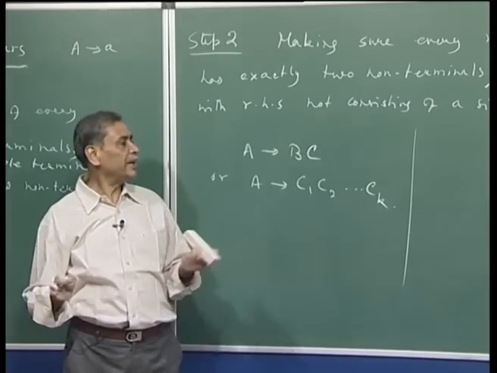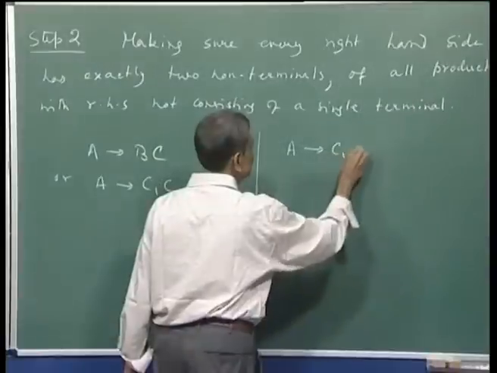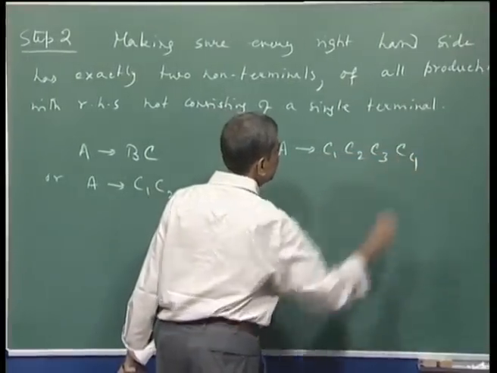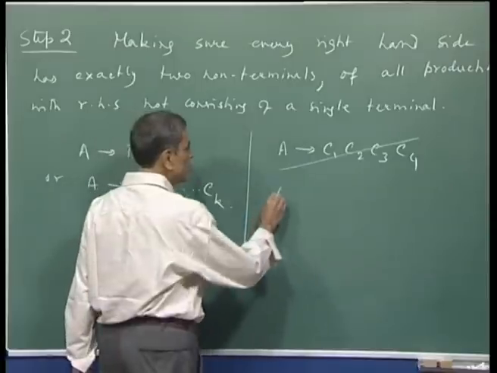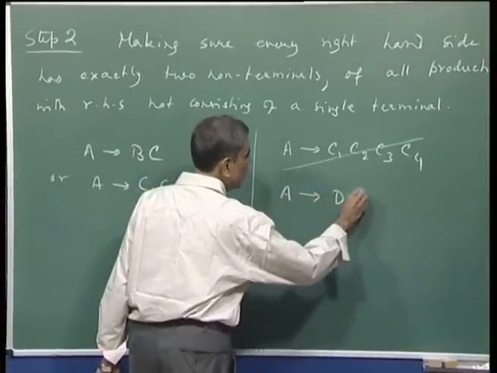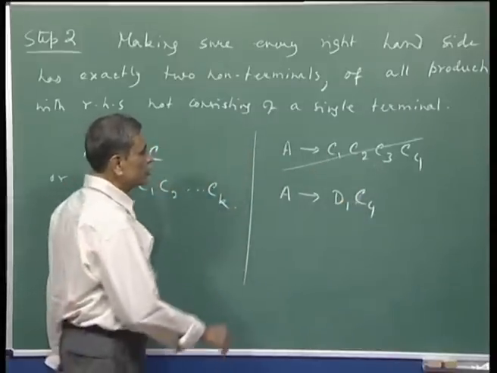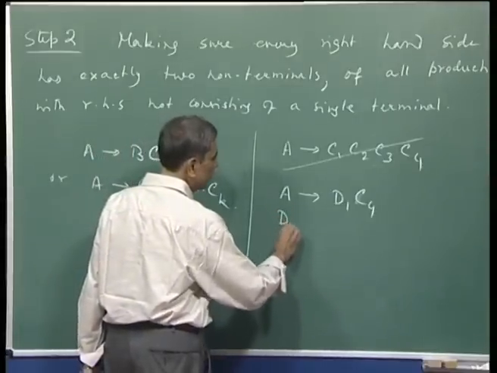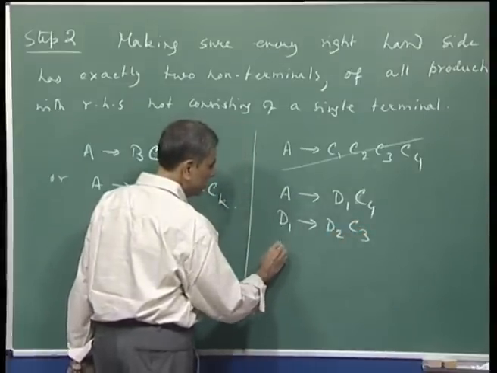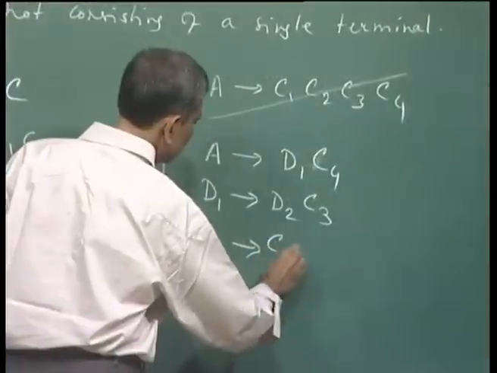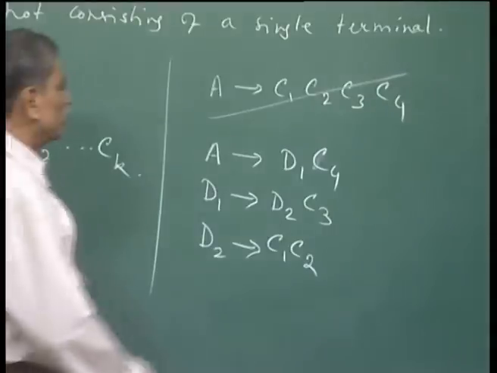And let me illustrate by taking an example where k is, let us say, 4. So, let us say I had A goes to C1, C2, C3, C4. This I would like to eliminate. In its place, I will write A goes to D1, C4, and this D1 should generate C1, C2, C3. So, I would write D1 goes to D2, C3 and D2 goes to C1, C2, right. Of course, you could have done it alternatively.